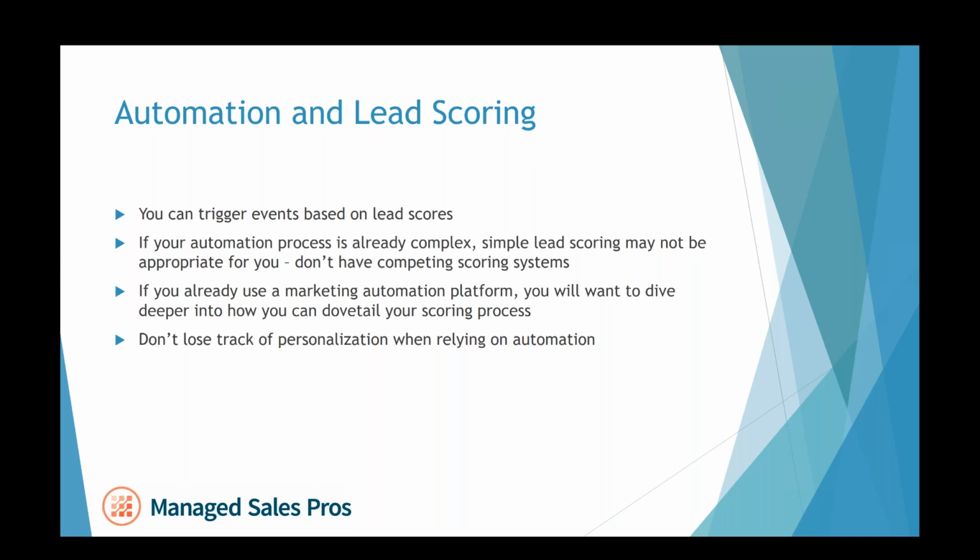So very similarly to lead scoring for email marketing, you can trigger events based on lead scores for your outbound prospecting as well. So if you've already got a really complicated automation process that has scoring built into it, simple lead scoring might not be appropriate for you. You don't want to have multiple ways of scoring your data. So if you already have a lead scoring system in place that came with your marketing platform, you might want to consider how you can duplicate what you're using there in your sales process here, instead of trying to figure out what the difference between a score on your email platform and a score in your sales system looks like.